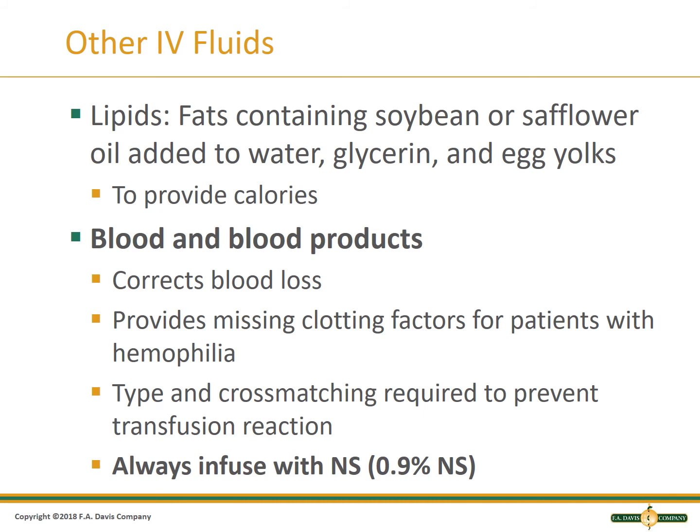Also, you can give blood and blood products IV. This usually will correct blood loss in situations such as hemorrhage. It also provides missing clotting factors for patients with hemophilia. The patient will have to be typed and cross-matched to prevent transfusion reactions, which can happen often. But 100%, I don't care if you hear anything else I say in this entire lecture, always infuse with normal saline. That's all you can infuse blood with, or blood products, is 0.9% normal saline.